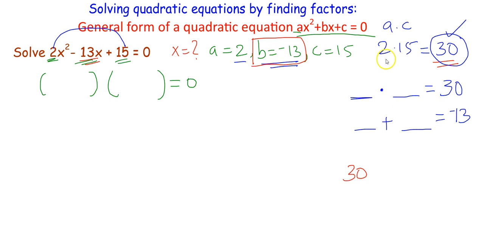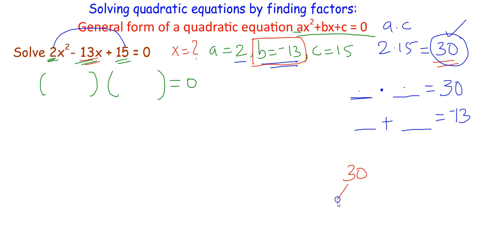We know 30, just now we said 2 times 15 equals 30, but 2 plus 15 gives you 17. 2 plus 15 is 17, which is not equal to negative 13. So I cannot write 2 and 15 over here. Okay, so that is ruled out.